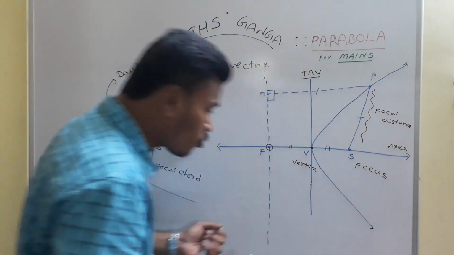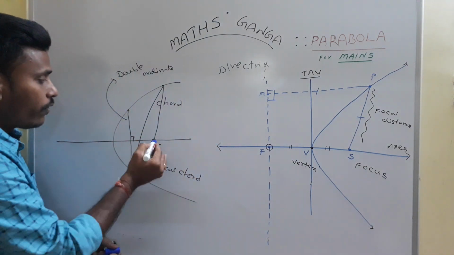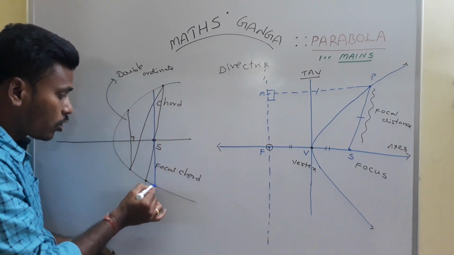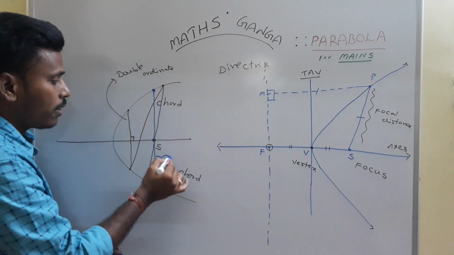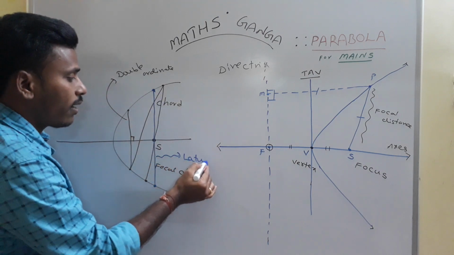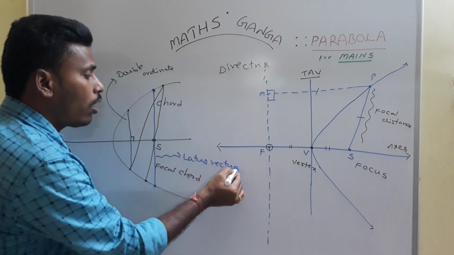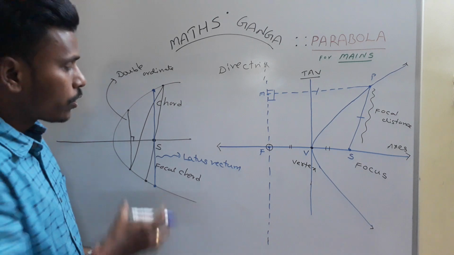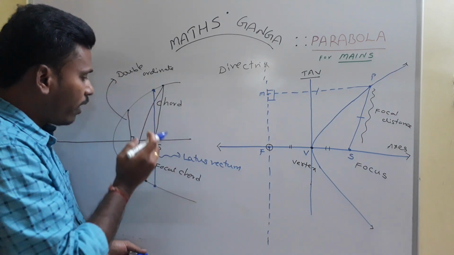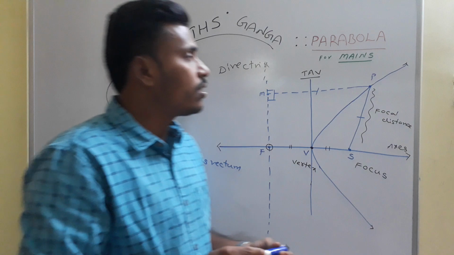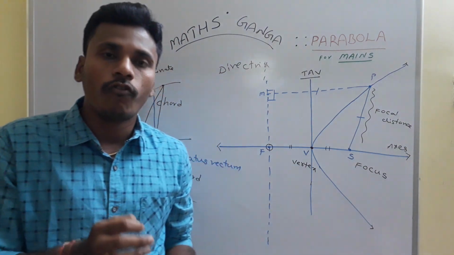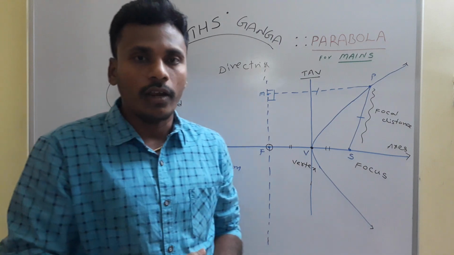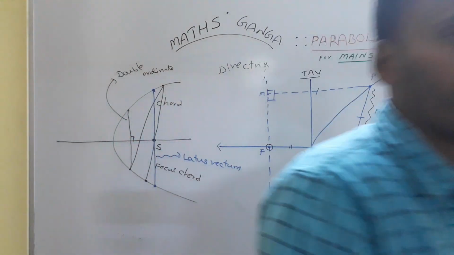If it satisfies both, then a chord which is passing through the focus and perpendicular to the axis is called the latus rectum. The important idea is the latus rectum. Latus rectum is a chord which passes through the focus and is perpendicular to the axis. So chord, double ordinate, focal chord, latus rectum, along with these terms, is the first conceptual idea of the parabola: definition and the terms. Just have a look here, and then I will come to the second conceptual idea.